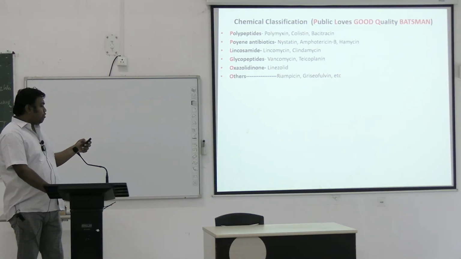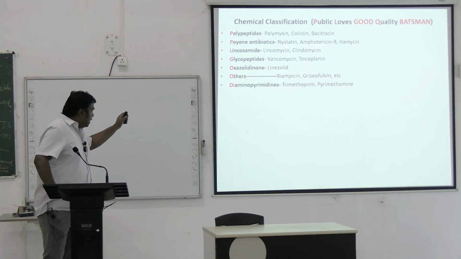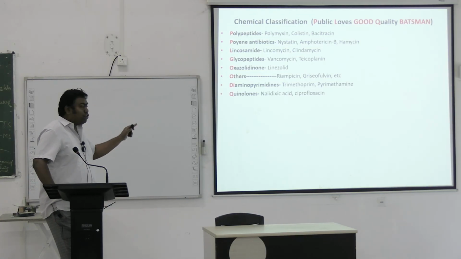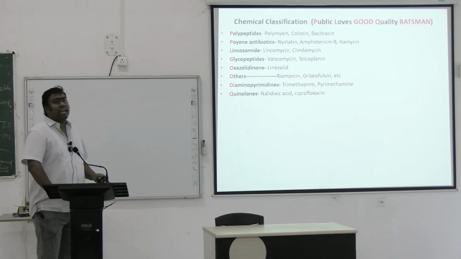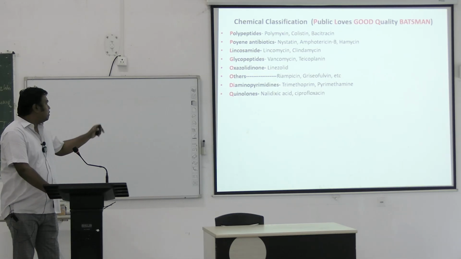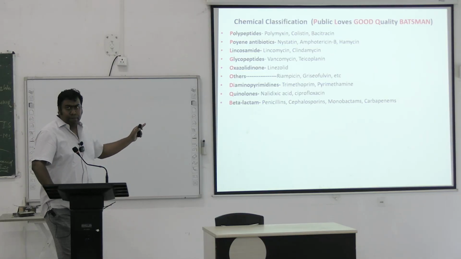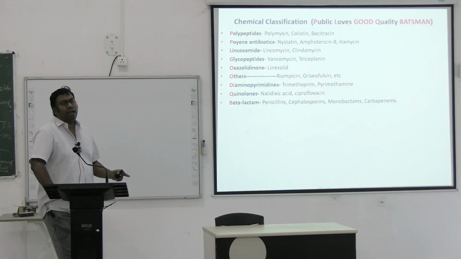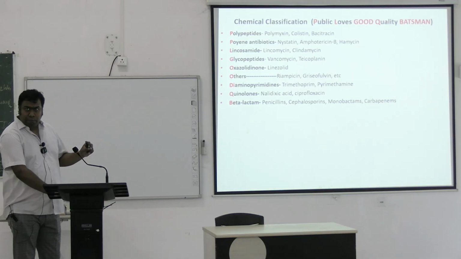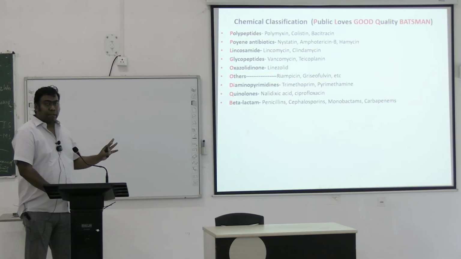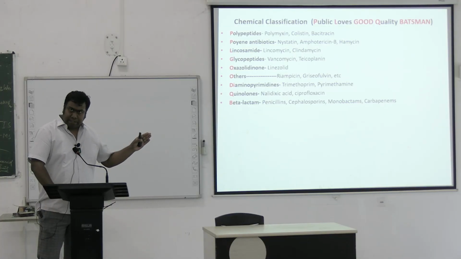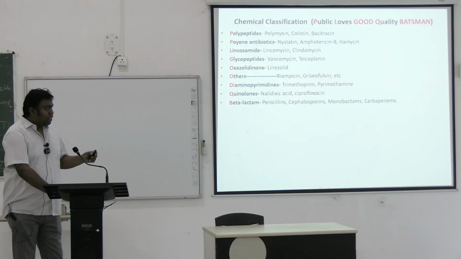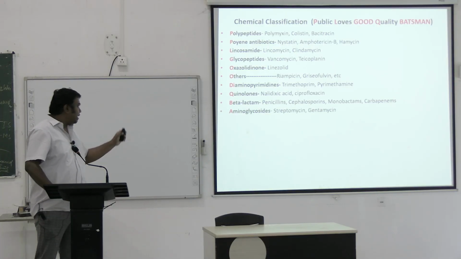Then rifampicin, clofazimine, diaminopyrimidines like trimethoprim, pyrimethamine, quinolones, fluoroquinolones like ciprofloxacin, and beta-lactams. Beta-lactam is penicillin, cephalosporin, monobactam and carbapenems. You have to remember these four beta-lactams. Penicillin, cephalosporin, monobactam and carbapenem compose the beta-lactam group of antibiotics.